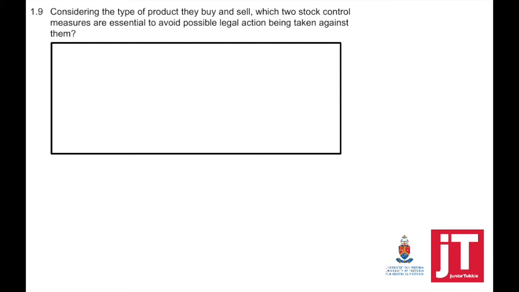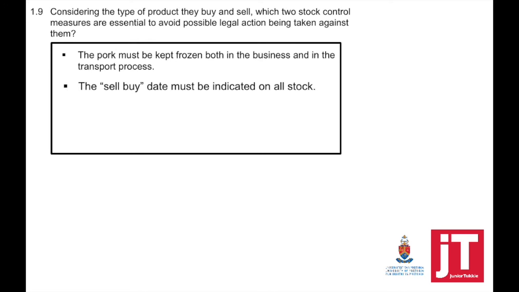The next question, 1.9, considering the type of product they buy and sell, which 2 stock control measures are essential to avoid possible legal action being taken against them? So if we look at what type of product we are selling, it's pork. So the pork must be kept frozen, both in the business and in the transport process. The sell-by date must be indicated on all stock.